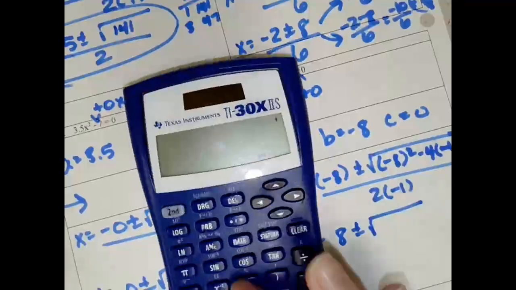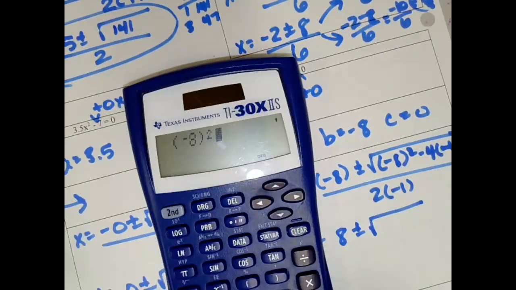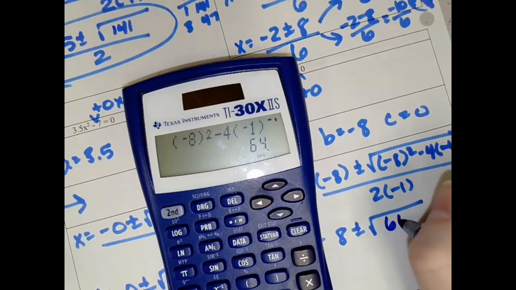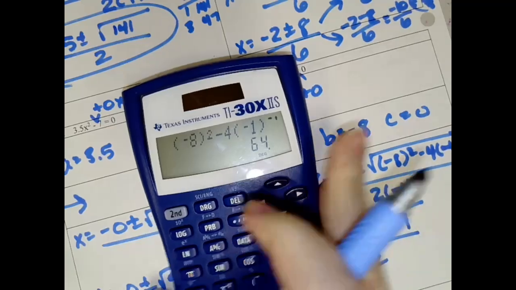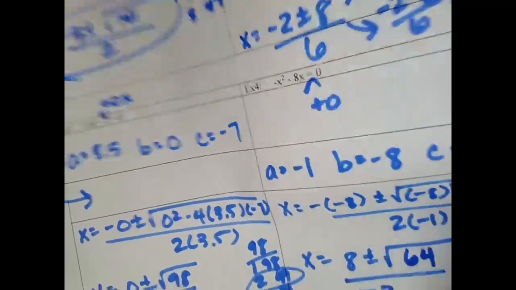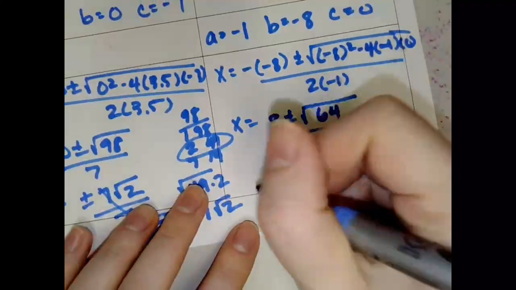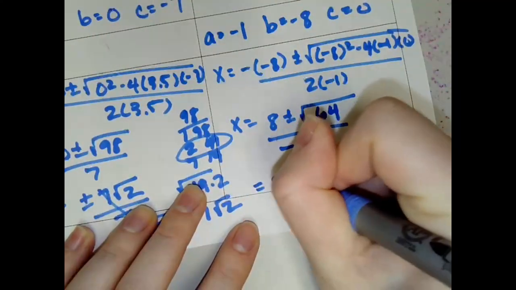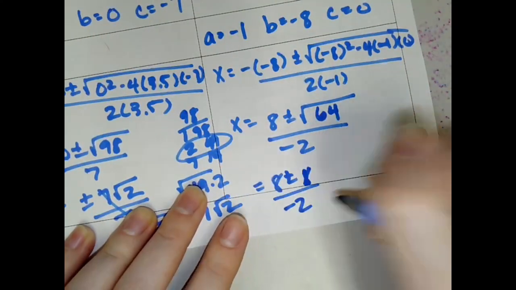Make sure you're putting your negative 8 in parentheses in your calculator. Otherwise, you're going to get the wrong answer. So minus 4 times negative 1 times 0 gives me 64. Over that's 2 times negative 1, so negative 2. This is a perfect square of 8. So I'm going to get a whole number. It's 8 plus or minus 8 over negative 2.